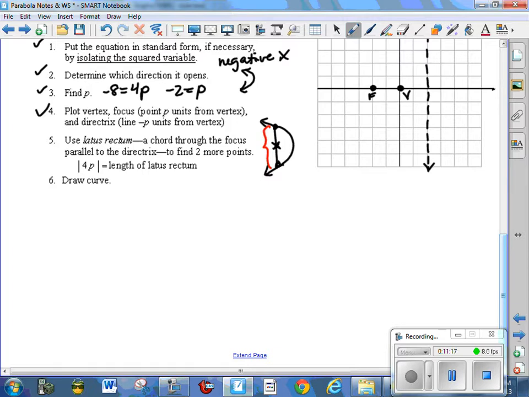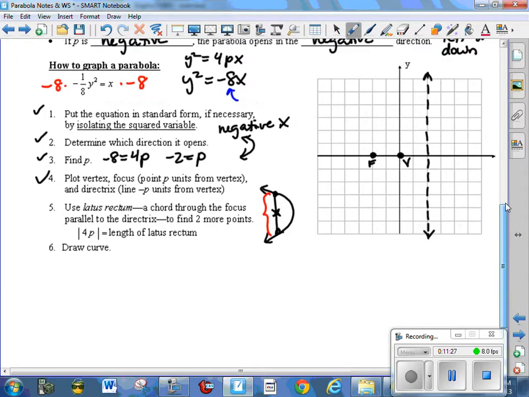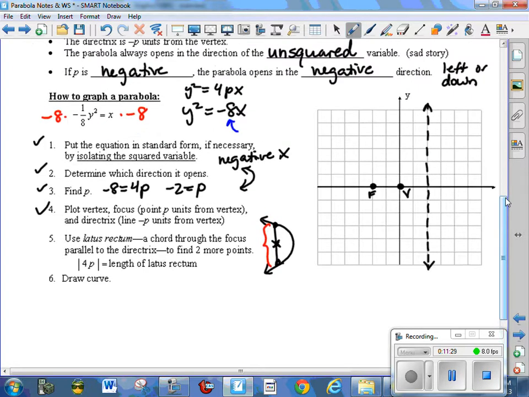An interesting fact about the latus rectum in a parabola is that it is always the same length as 4p. So it's 8 units long. So that means if it's 8 units long, I would go 4 from the focus. 1, 2, 3, 4. 4 units up, 4 units down. And those are 2 more points on the parabola.